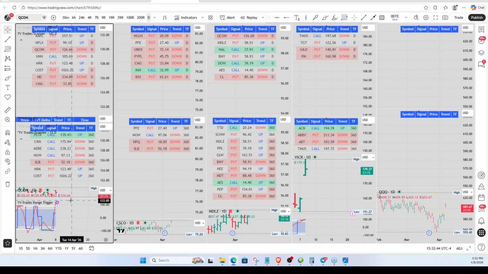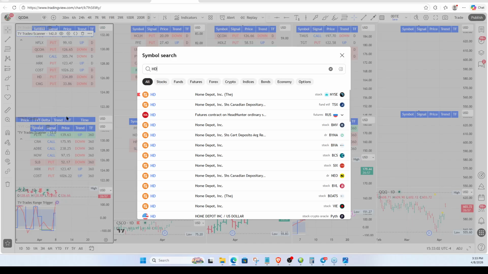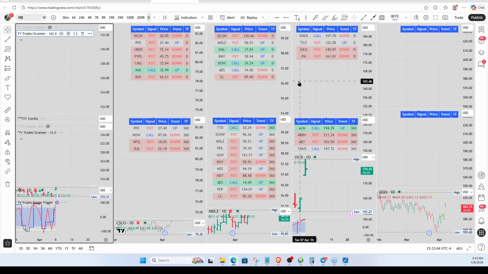So QCOM, what is a put? 126 roughly. We don't know what it's going to be in a few minutes. Home Depot, pretty much anytime you get Home Depot in there you want to do it, but let's just see what Home Depot is. HD, that works. Home Depot, and that is a put.